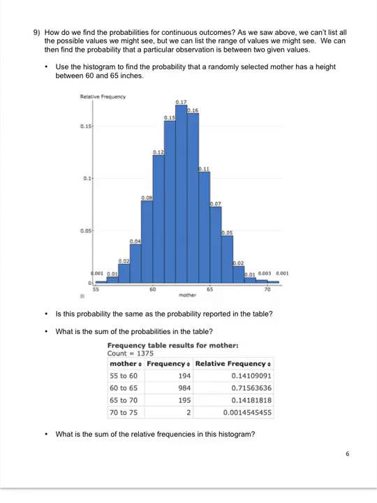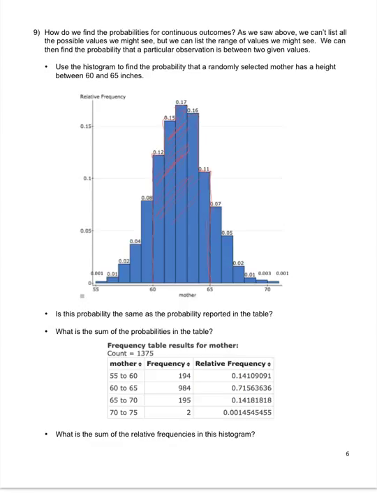Okay, and so number 9, how do we find the probabilities for continuous outcomes? So we saw above, we can't list all the possible values we might see, but we can list the range of values we might see. So we can then find the probability that a particular observation is between two given values. So we're going to use the histogram to find the probability that a randomly selected mother has a height between 60 and 65 inches tall. So that's going to include this bar all the way, let's see, where's our 65, right up to there. So we're going to include all of this in the middle.